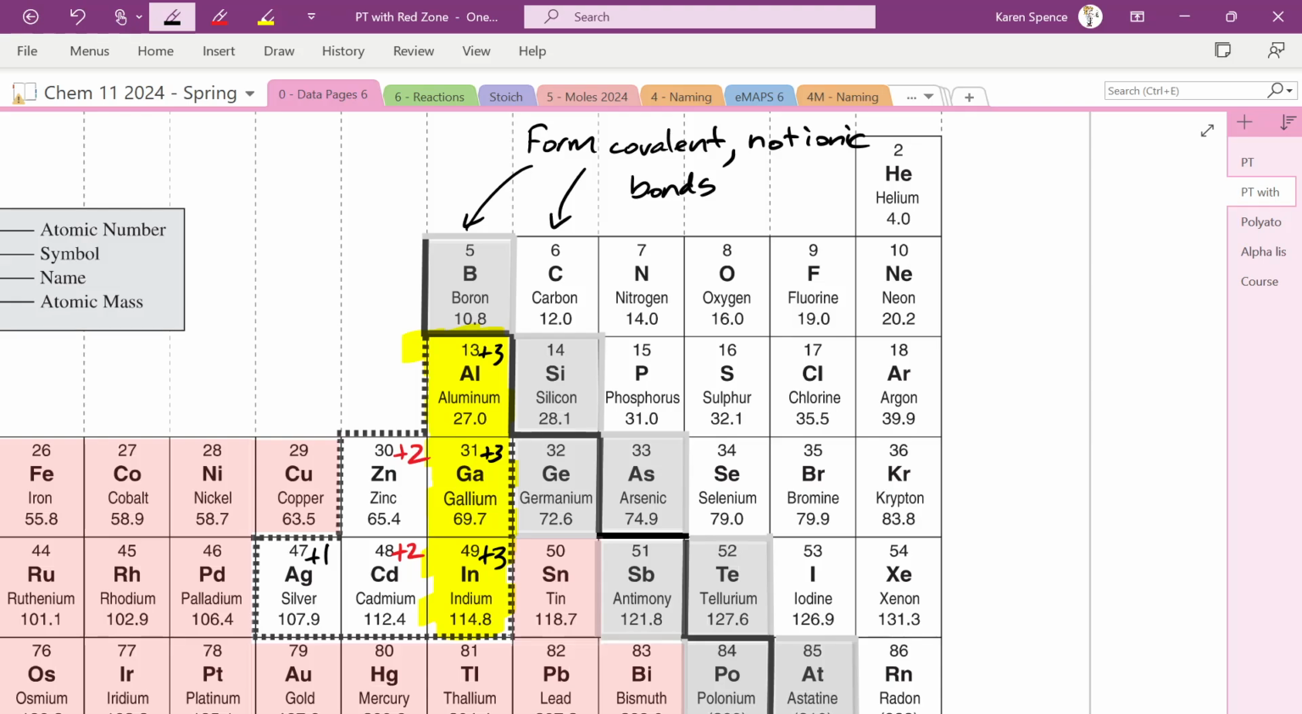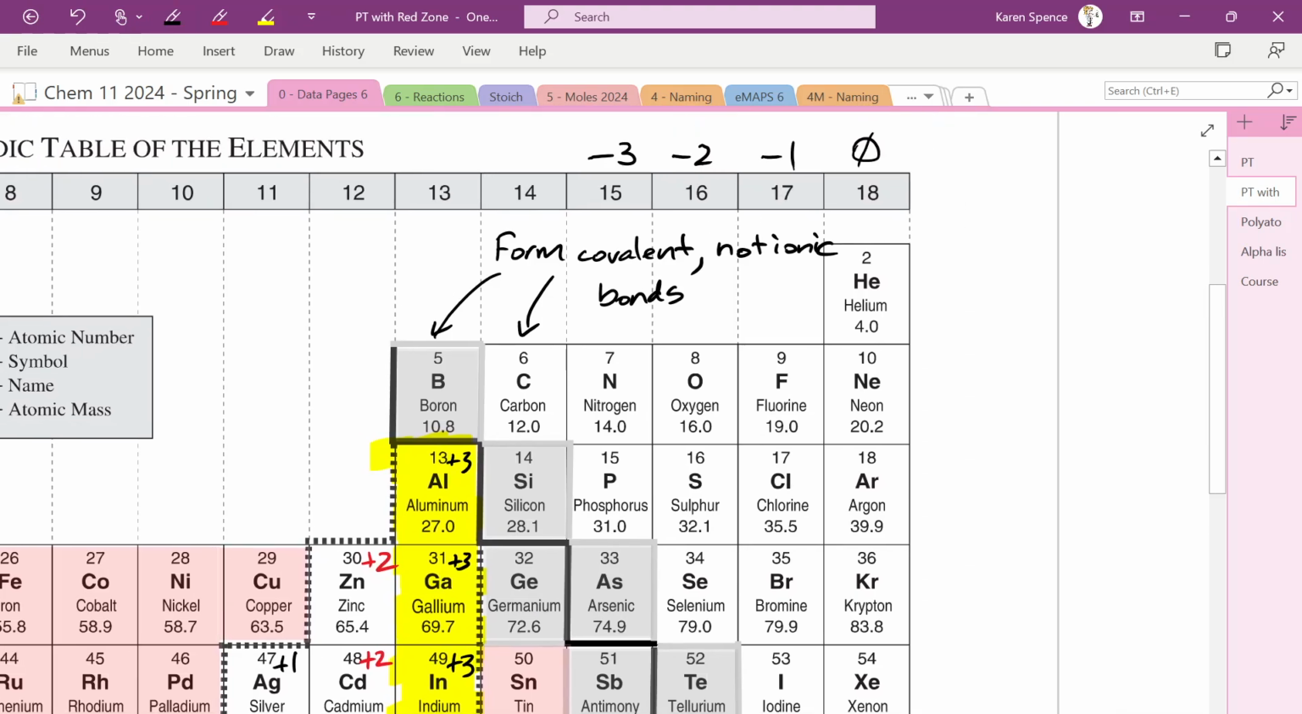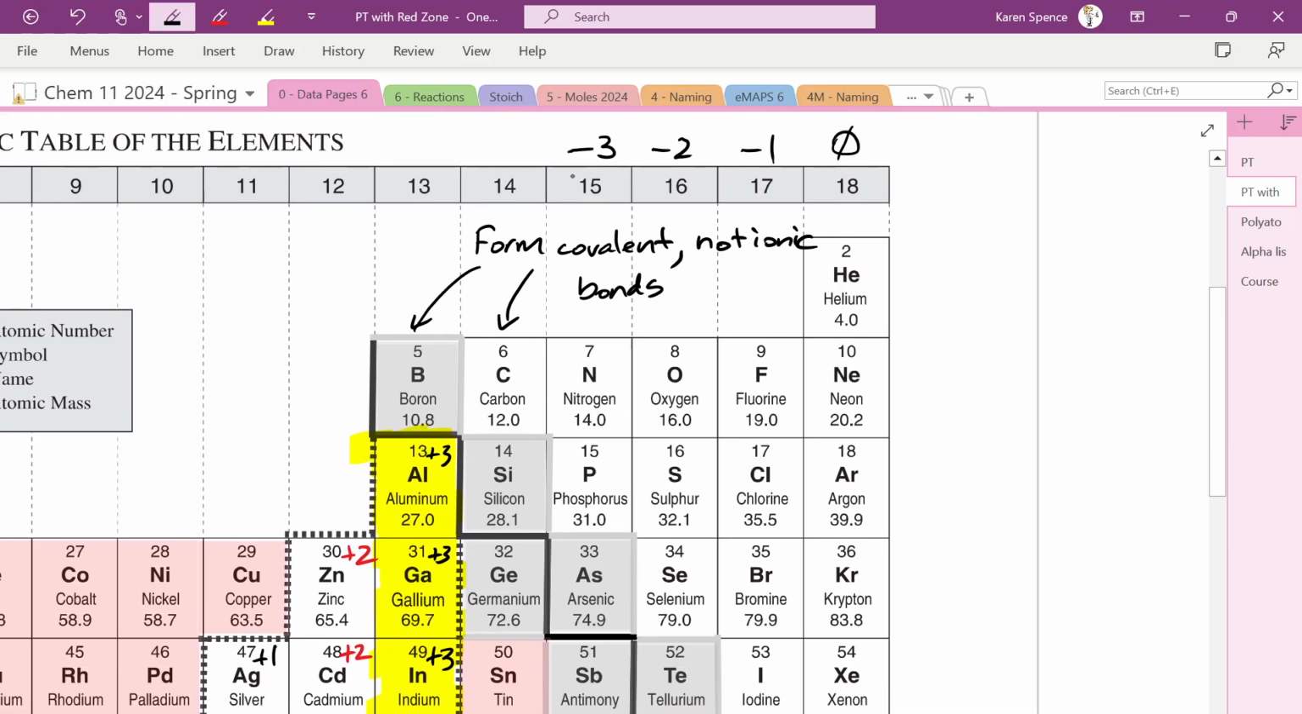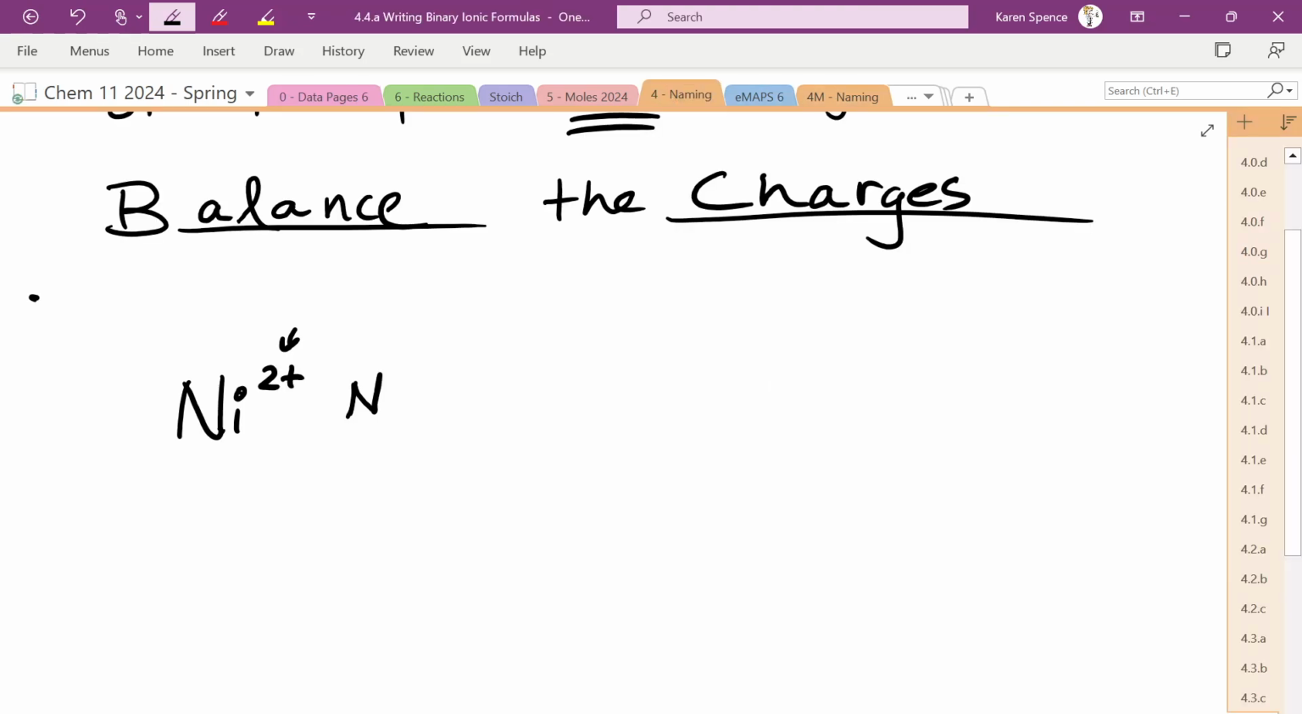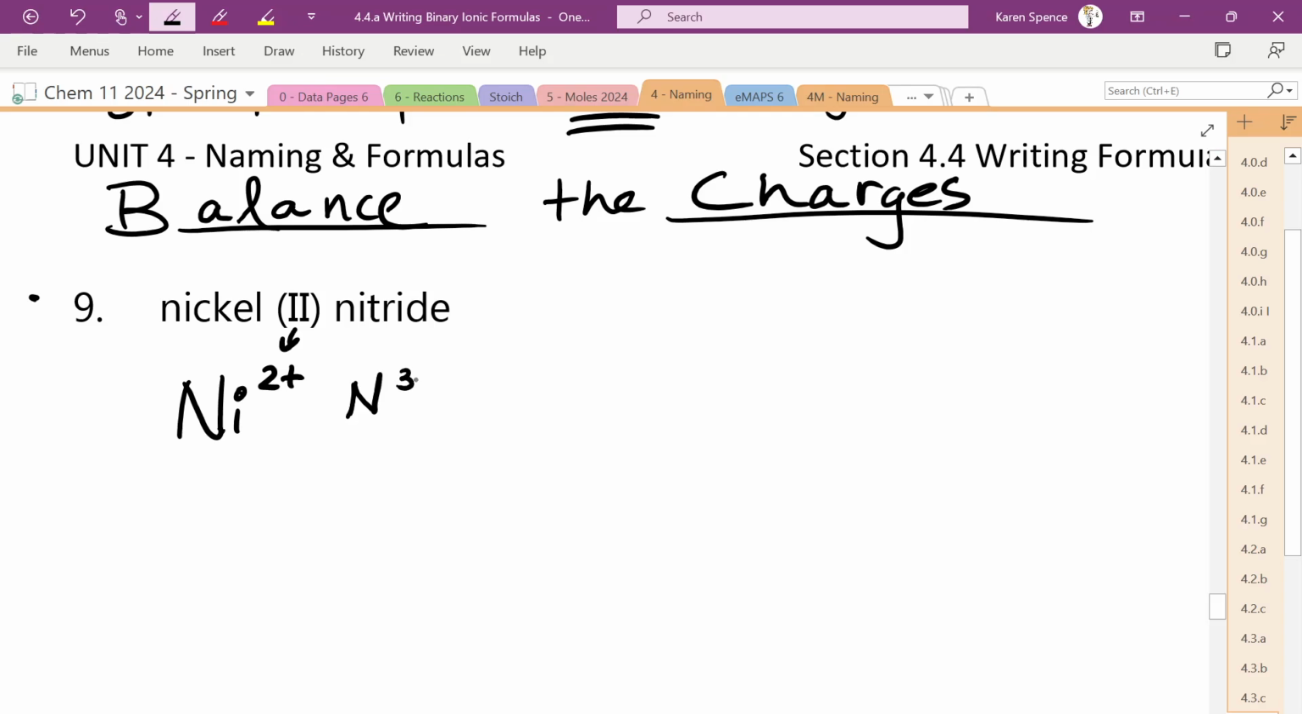And while we're here, we were looking for what's the charge of nitrogen. So we go 0, 1, 2, 3. Here's nitrogen, and that gives us a 3. So here we are. Nitrogen is 3 minus.